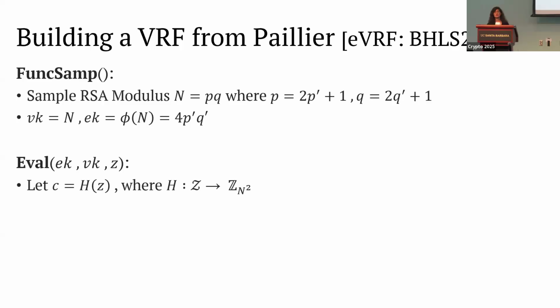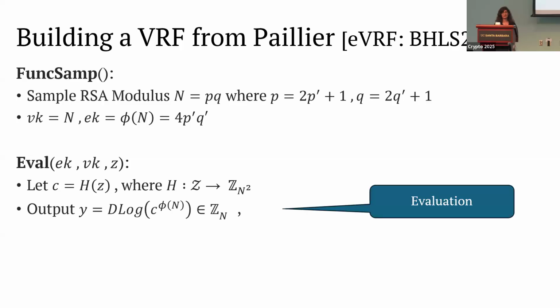Next, to evaluate the VRF at any input z, the first thing we will do is hash the input into the ciphertext space Z_n squared. We can do this precisely because of the sampleable ciphertext property. Once we get the ciphertext c, the VRF evaluation is simply the decryption of the ciphertext. So the evaluation is just the discrete log of c to the power phi of n. This is the formal expression for how you decrypt a Paillier ciphertext. So that's our VRF evaluation of any input z.